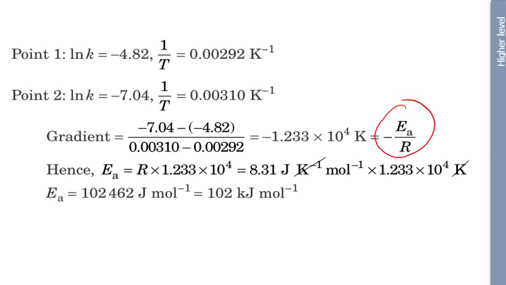So that means that activation energy equals R times 1.233 times 10 to the 4, which equals 8.31 joules per Kelvin per mole times 1.233 times 10 to the 4 Kelvin. If you solve it for activation energy, you should get a value of 102,462 joules per mole, or 102 kilojoules per mole. So hopefully you got that correct, and that is pretty much all you need to know for kinetics for both SL and HL IB. The next topic will be equilibrium.